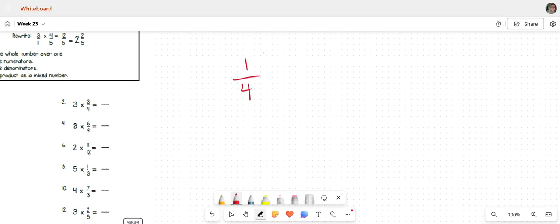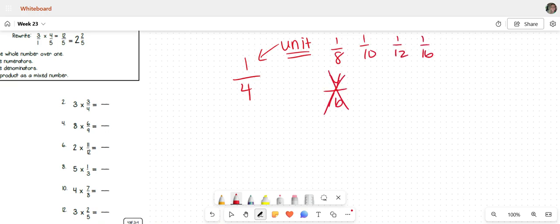Now 1/4 is a unit fraction. All unit fractions have a numerator of 1. So unit fractions are any of these numbers. This is not a unit fraction. Remember, unit fractions have a numerator of 1. If I'm going to talk about the multiples of just the number 1: 1 times 1 is 1, 1 times 2 is 2, 1 times 3, you get the point. So our multiples of 1 are endless, because any number times 1 is itself. That is your identity property of multiplication.